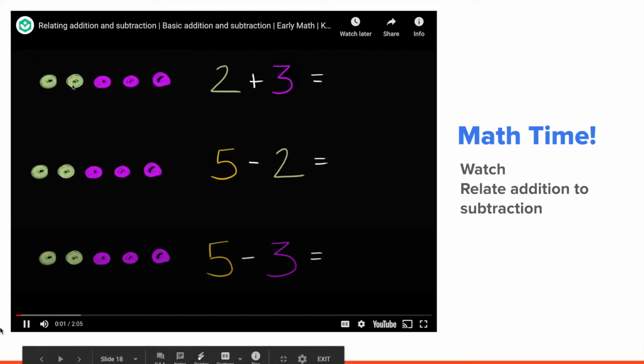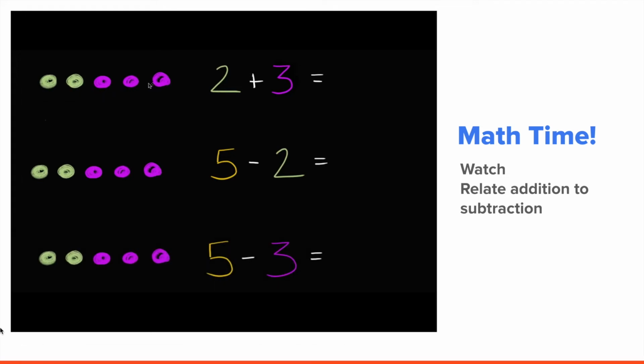I have 2 green balls and 3 purple balls, so how many balls do I have altogether? Well, that's going to be 2 green balls plus 3 purple balls is going to be 5 balls altogether. And you see that right over there. There's 5 balls altogether. We can count them. 1, 2, 3, 4, 5.